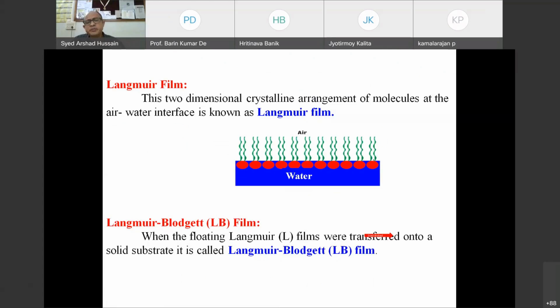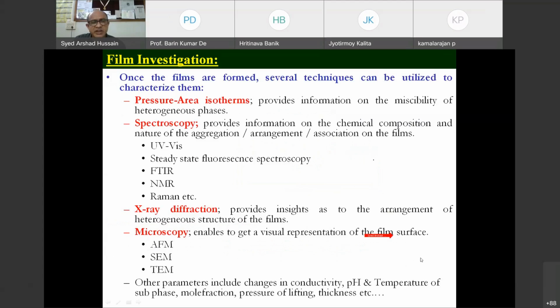As a whole, the LB technique has two parts. One is preparation of the floating layer at the air-water interface. This is known as Langmuir film. Then transfer of your floating layer onto a solid substrate. This is known as Langmuir-Blodgett films. Once your film is deposited, then you can characterize it. There are so many techniques.